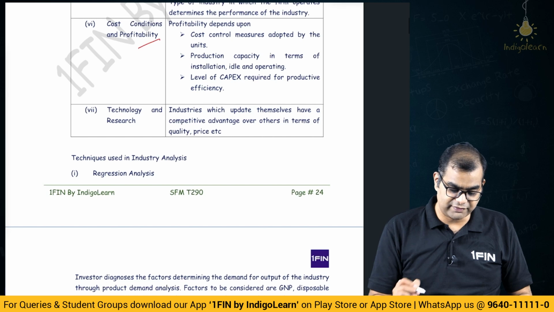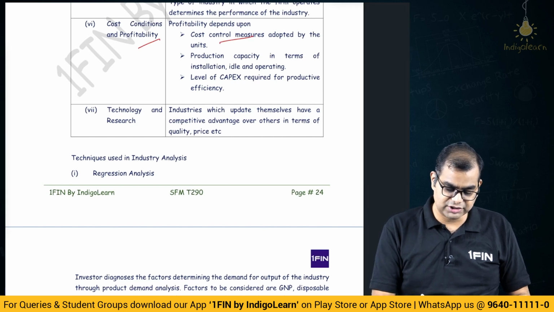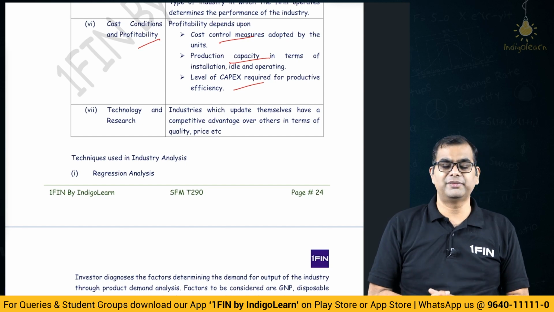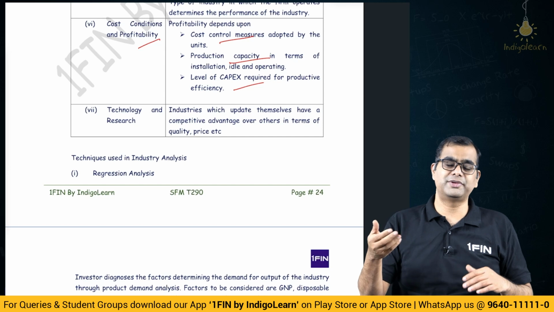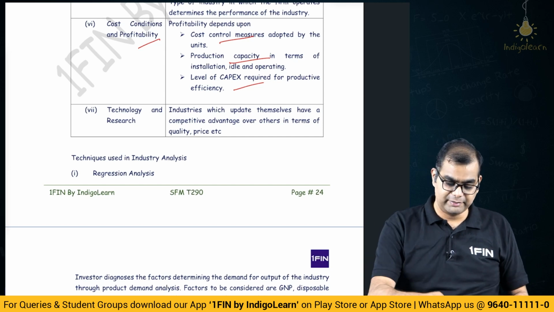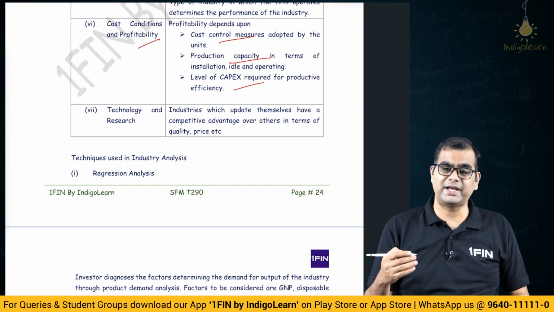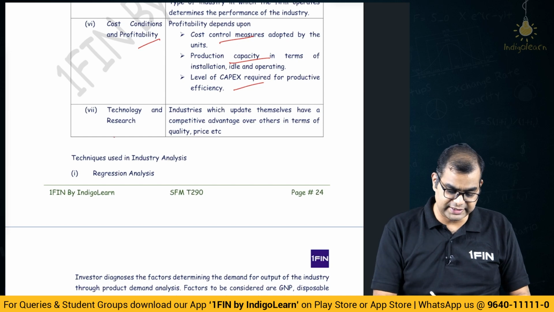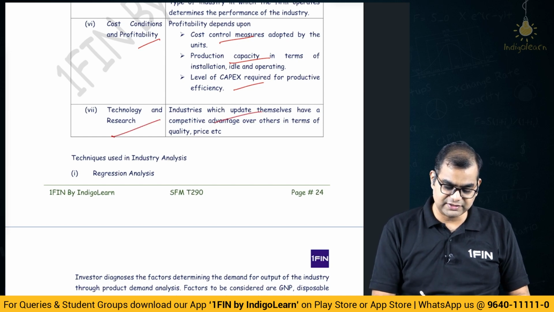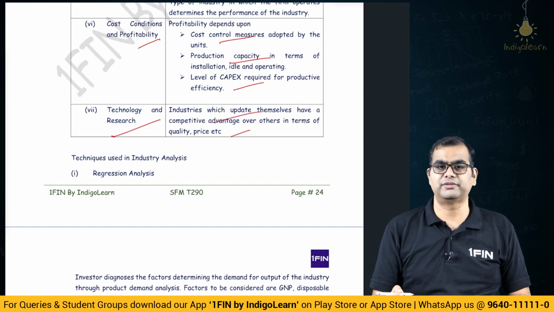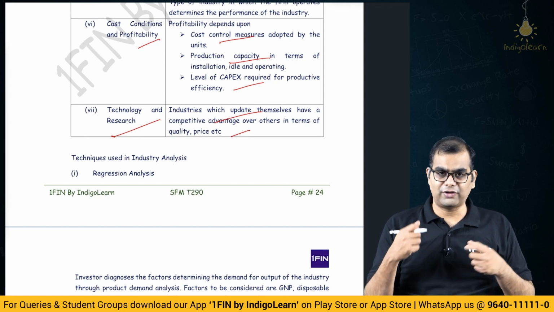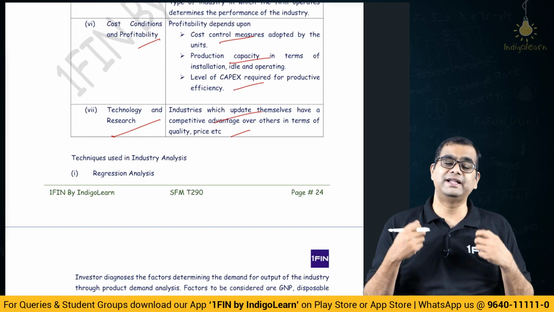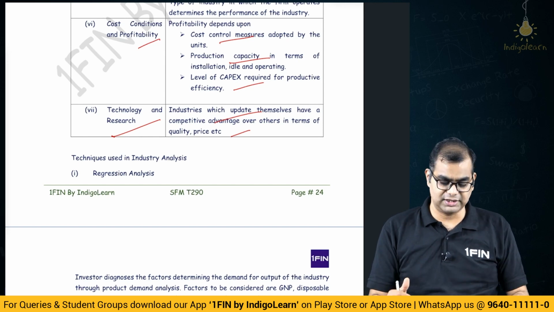Then cost conditions and profitability. Profitability depends on cost control measures, production capacity and the level of CapEx required for productive efficiency. So profitability not only depends on the price, how much you can charge, basically how much margin you can earn, but also on the cost aspects, which is how much you can control cost, what the capacity is, and how you can effectively utilize the capacity. Then technology and research. Industries which update themselves have a competitive advantage over others in terms of quality and price. So this is what I was telling you: in industries with high technology, you always have to be at the forefront of technology, and the people who are at the forefront of technology will always earn higher margins.